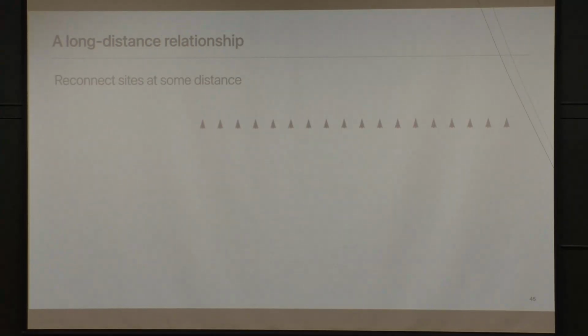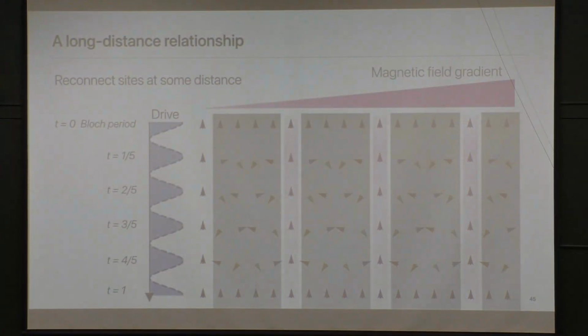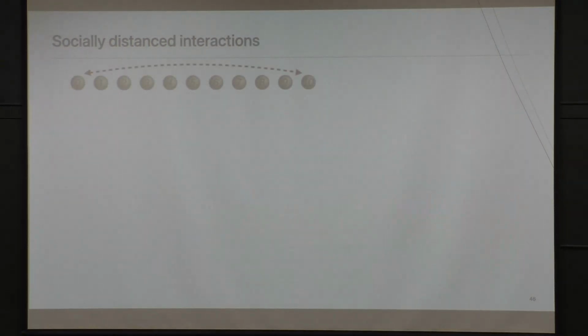And now the question is, how do you reconnect sites at some specific distance to really program in specific modes? We have this gradient, we have these rotations, but you notice the way I've drawn this, at specific times, different sites will come back in phase. So if we only turn on the interaction at times when some specific distance is back in phase, then you can reintroduce coupling for that specific distance.